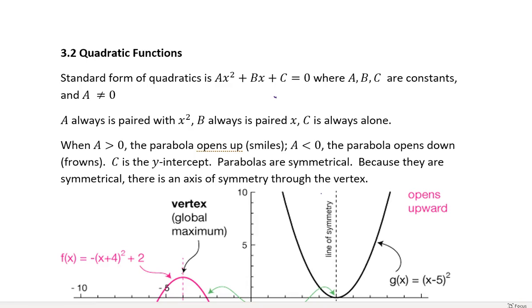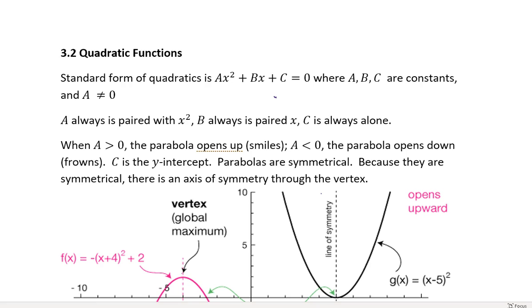All right, we're going to be covering 3.2, the quadratic functions. This is part 1. The standard form for quadratics, and I want to mention here that I'm using both capital and lowercase letters, and they are the same. So if it's a capital A or a lowercase a, those are going to be the same for this lesson.